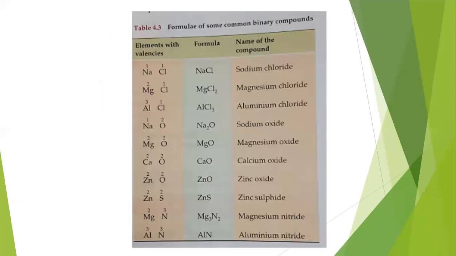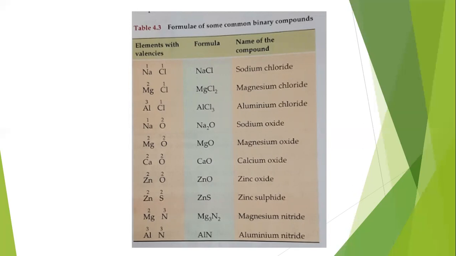So this is now formulae of some common binary compounds. Elements with valency are given, then their formula, and then the name of the compound. So first one is Na1 Cl1. So the formula will be NaCl, and the name of the compound is sodium chloride. Then next is Mg2 Cl1. So the formula will be MgCl2, and the name of the compound is magnesium chloride.